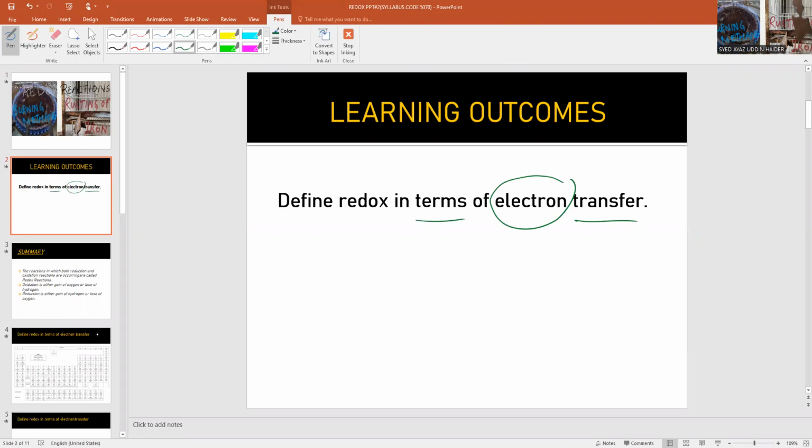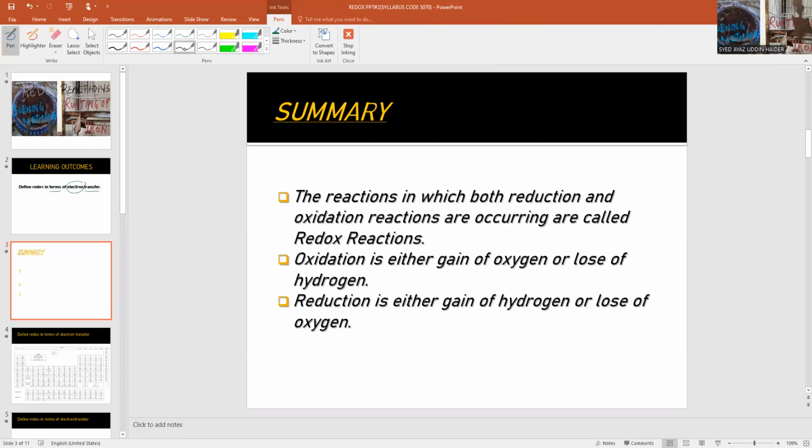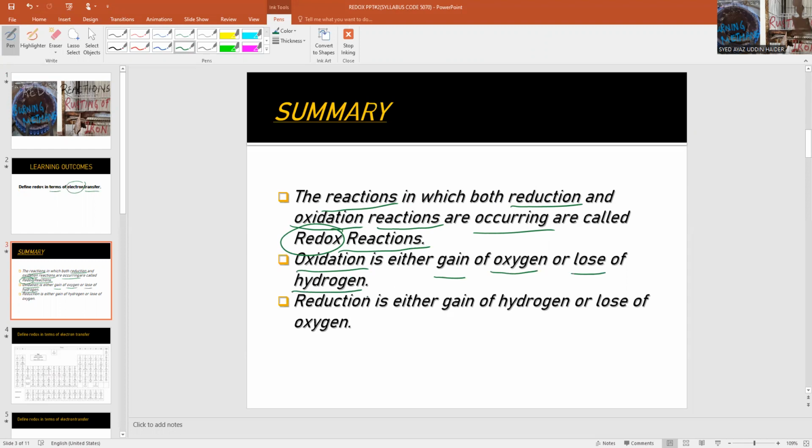Here's the summary of last lesson. The reactions in which both reduction and oxidation reactions are occurring are called redox reactions. Oxidation is either gain of oxygen or loss of hydrogen. Reduction is either gain of hydrogen or loss of oxygen.